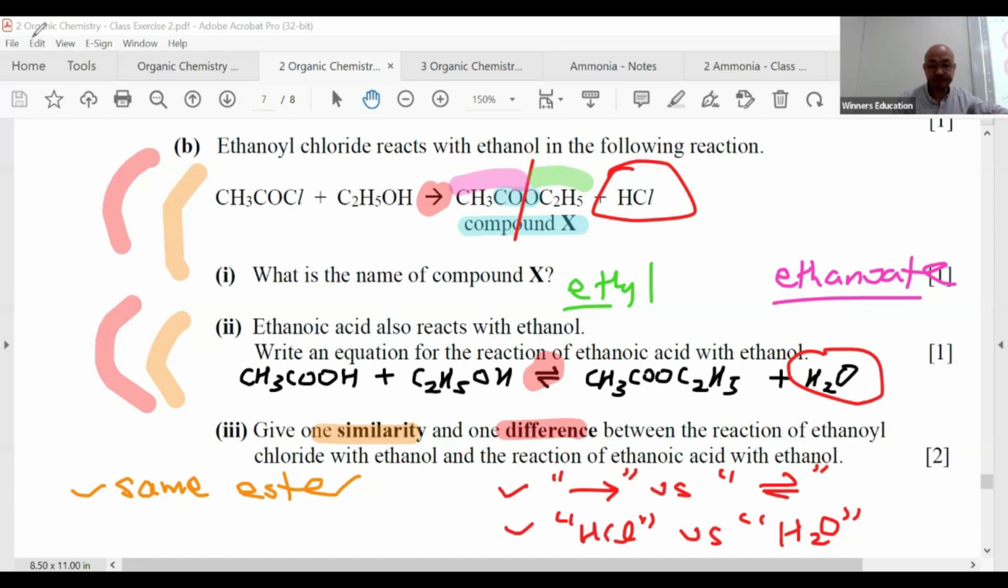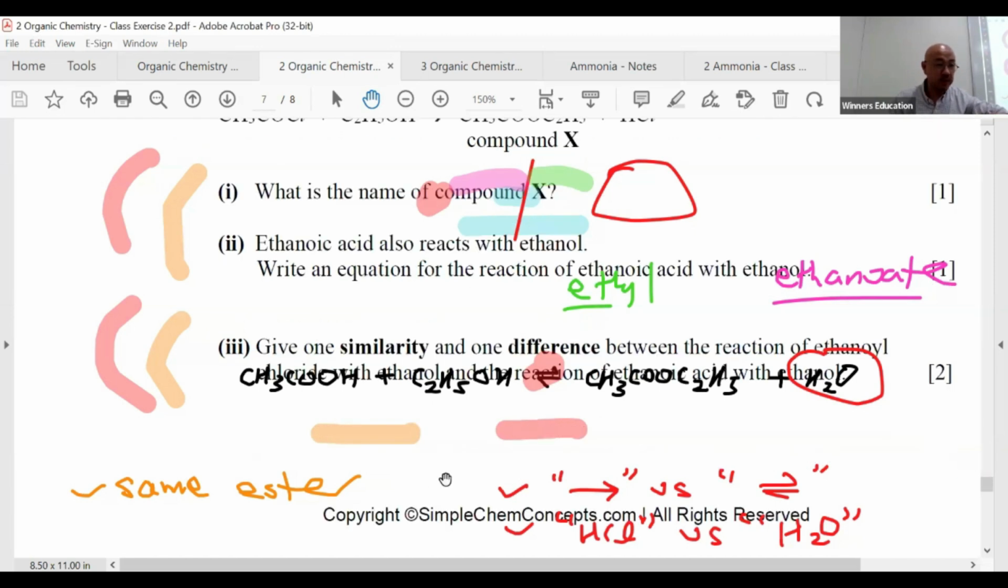Oh, very fun one. Organic chem. Remove all the English words. All right.